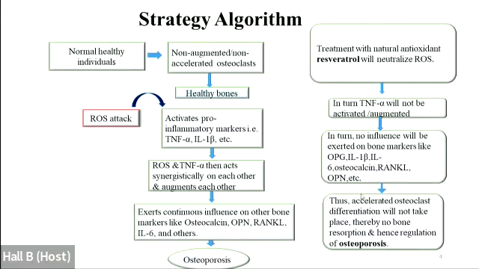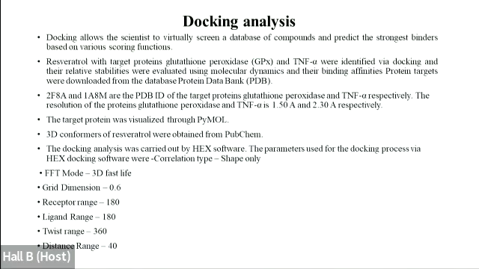and then ultimately it leads to osteoporosis. So if we try to give this resveratrol antioxidant as a treatment to neutralize the reactive oxygen species, this in turn will downregulate the production of pro-inflammatory markers, which in turn will have no influence on the other bone markers like osteoprotegerin, RANKL, osteopontin, osteocalcin, and thus the accelerated osteoclast differentiation will not take place, and the accelerated bone resorption will not be there, and hence we can somehow delay, if not completely cure, the onset of osteoporosis. After doing the in vitro studies, we also validated our results by doing docking analysis.